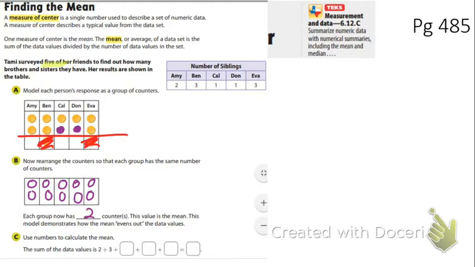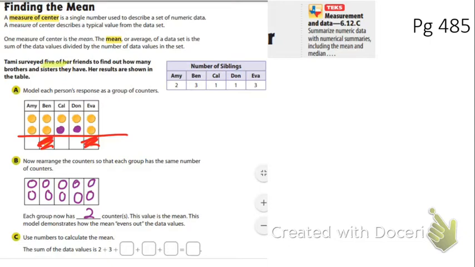This value is the mean. This model represents how the mean evens out the data values. It's a little similar to what we did when we were working with division. Remember when we were working with equations and we would have like 5x equals 20. To get the 5 x's, we'd separate them and we'd get the 20 units. Remember, 1 unit with 1 x, 1 unit with another x, and so forth. That's very similar to what we're doing here.